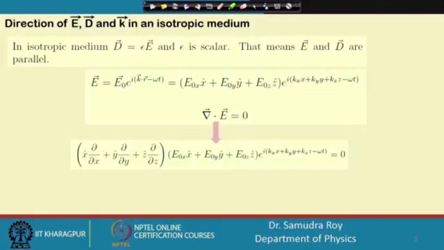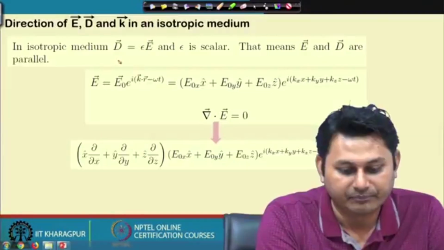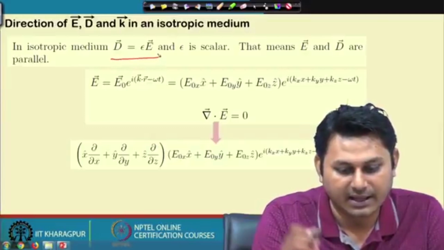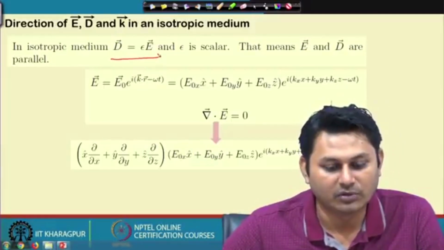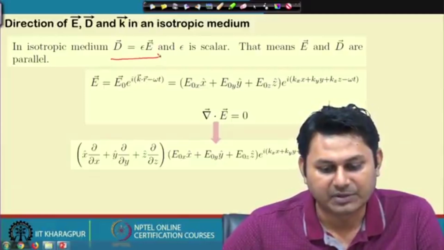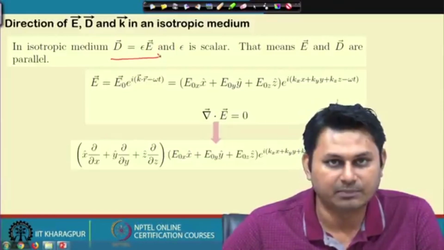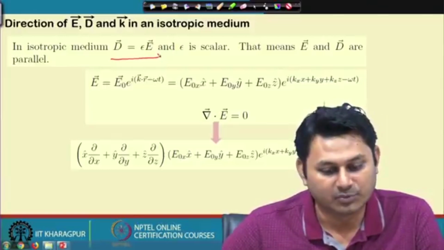Okay. So, the first topic is the direction of the electric field vectors D and k. Here we can see that in an isotropic medium D and E are parallel to each other. So, D is equal to epsilon E, where epsilon is a scalar. If D and E are parallel, then epsilon has to be a scalar.